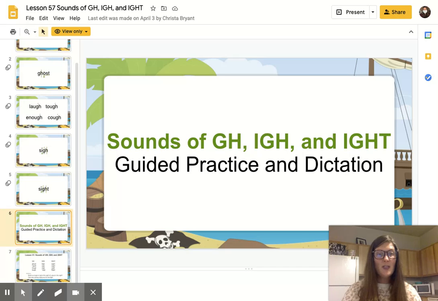Okay, which letter did you use to replace R? What about it? It's O-U in this word. And what about F? G-H, and we put the F above it so that we know that it says that F sound. All right, good. Okay, next word.